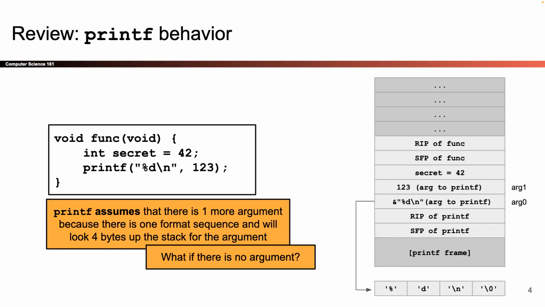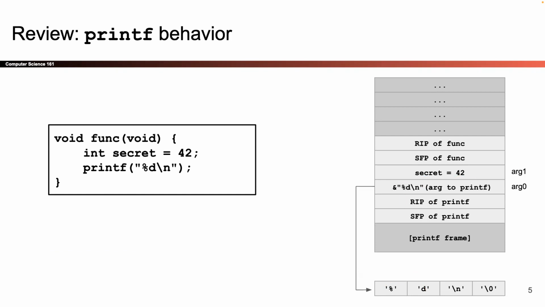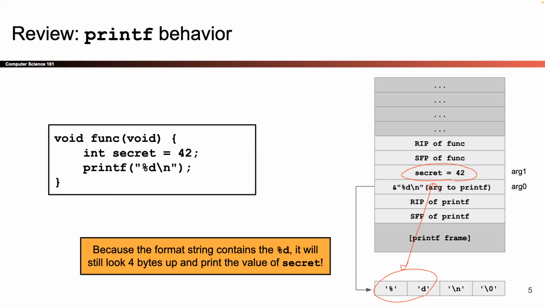So if we look at the previous example, that %d, where did it look? It looked 4 bytes above arg0. And then what happens here? We look 4 bytes above arg0. And what do we find? We don't find the argument because the user didn't specify one, but instead we find the secret number that was in the code. And now the secret number gets associated with the %d.